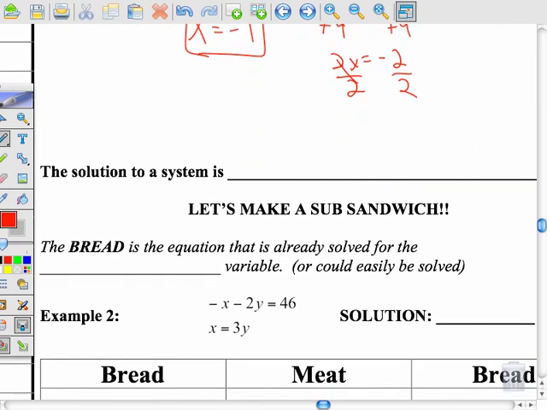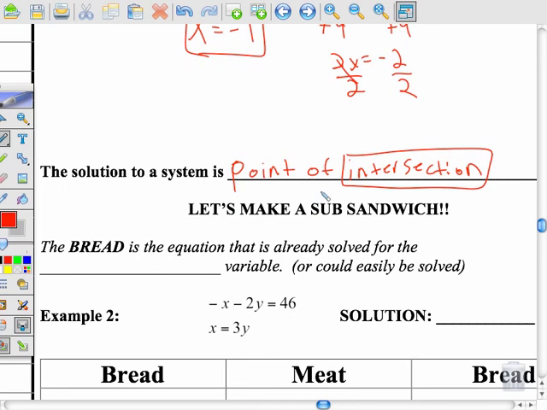The next part of this says the solution of a system. This is what we've been talking about. The solution of a system is where they intersect. So it's just the point of intersection, with the emphasis being on intersection. It's where they intersect.